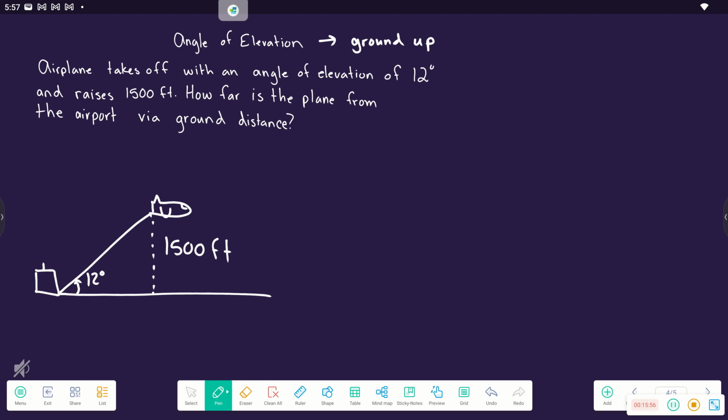We want to find the distance from the airport to the plane via the ground. So now that we have our image, it's just like what we were doing with the previous problems. I have my opposite and my adjacent, so I know I'm dealing with tangent of 12. And remember, tangent is TOA, so I'm doing opposite, which is our 1,500, over adjacent, which is x.